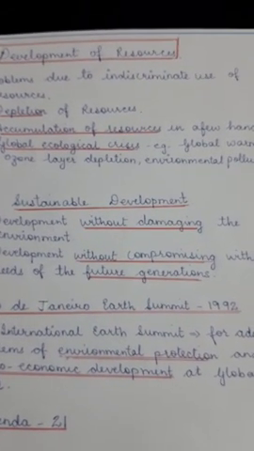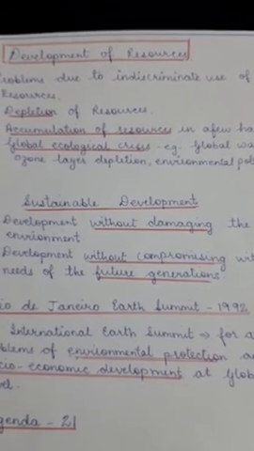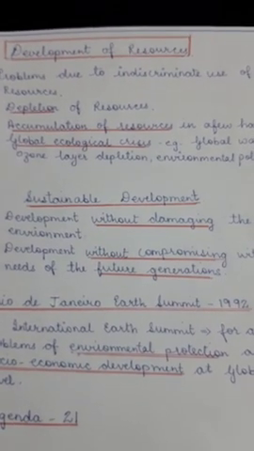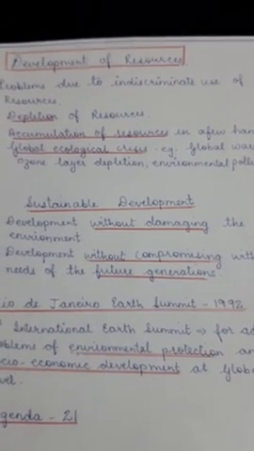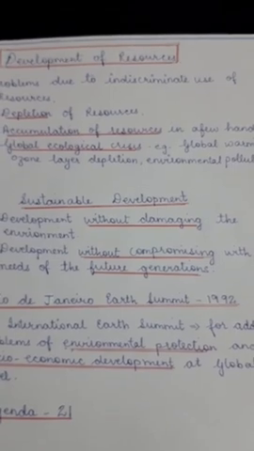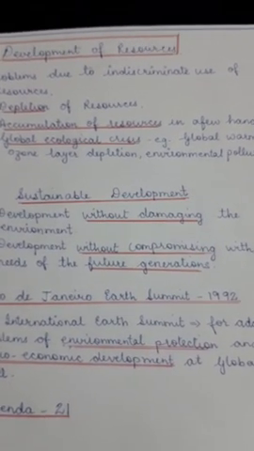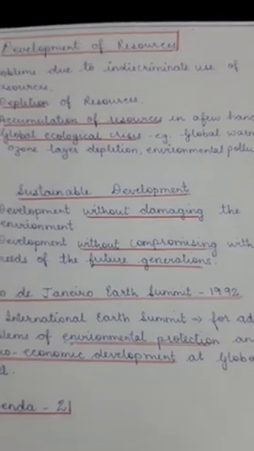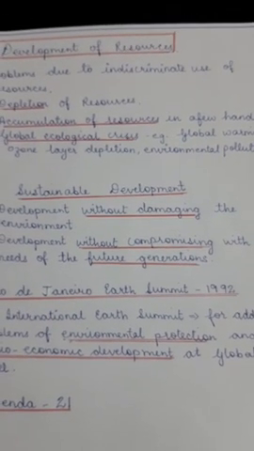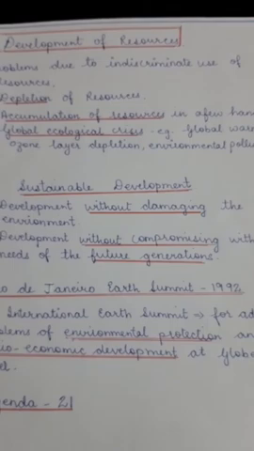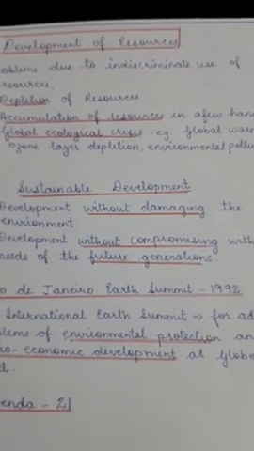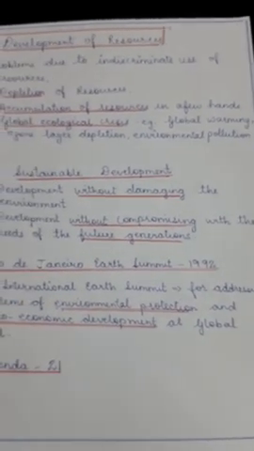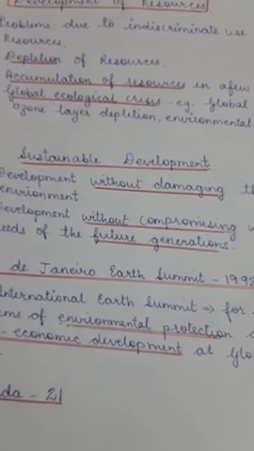Development should be there, but it should not cause any kind of harm to the environment. And development should be there, but we should not deplete the resources to an extent that the future generation have nothing. So sustainable development is development which is done without damaging the environment and without compromising with the needs of the future generation.